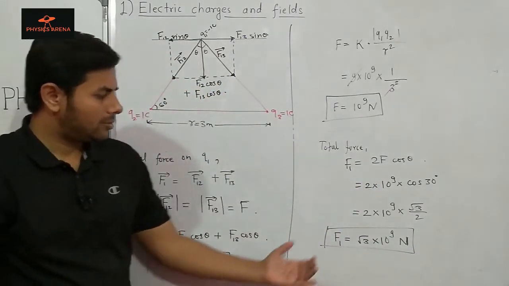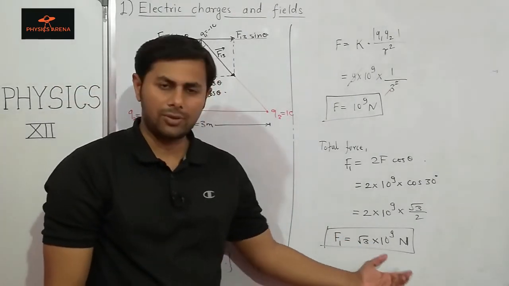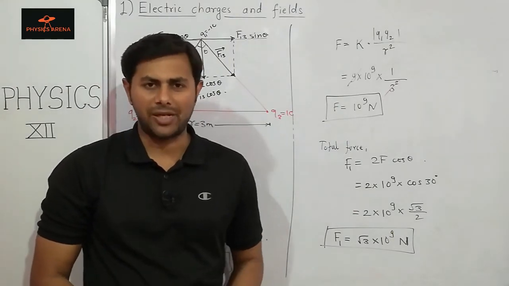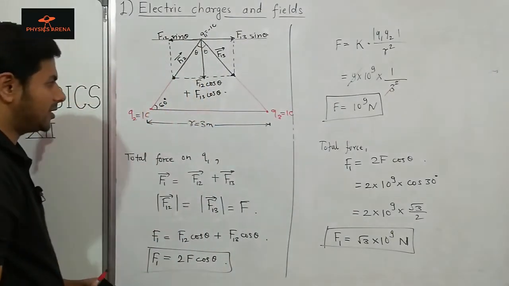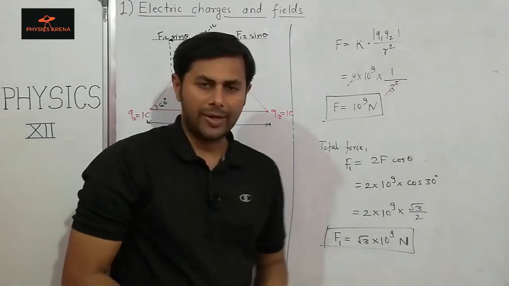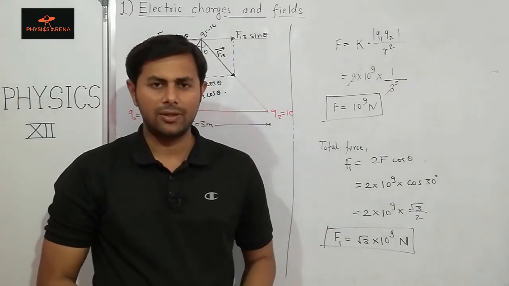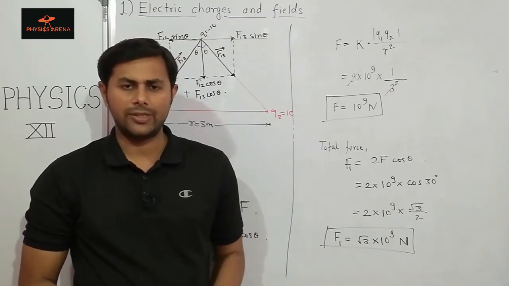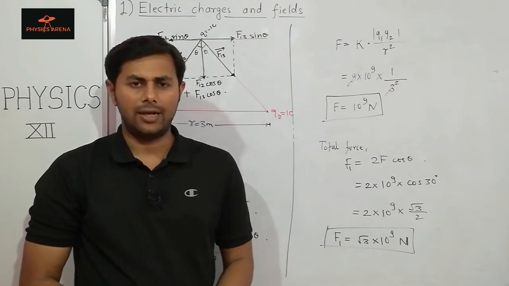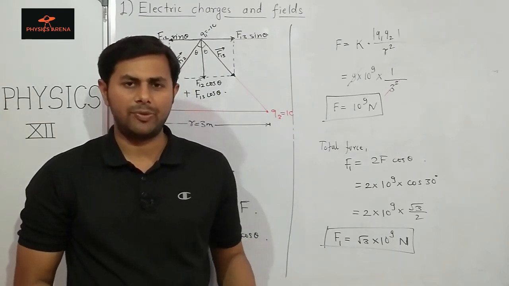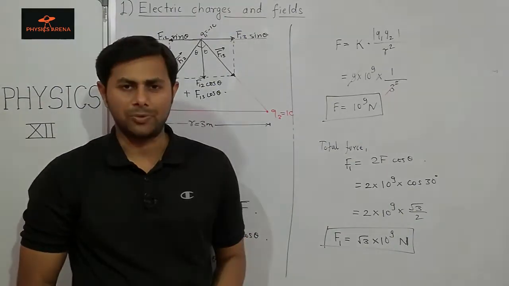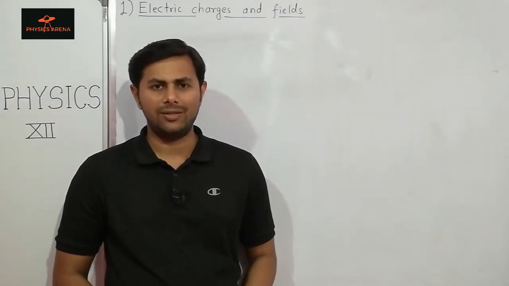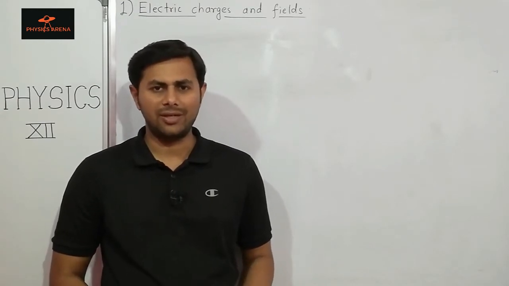Okay, so this is how we find total force on any charge due to the combination of maybe n number of charges. So the procedure will be the same. We will find out all the individual forces, then we will resolve all those forces into rectangular components, and then we'll add the respective components to find out the net force. Now let us define an important quantity, and we call that quantity the electric field.